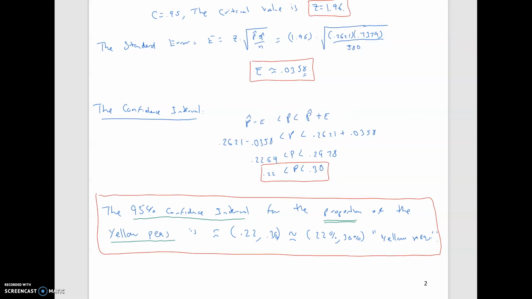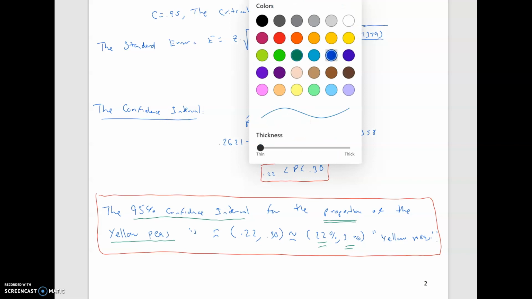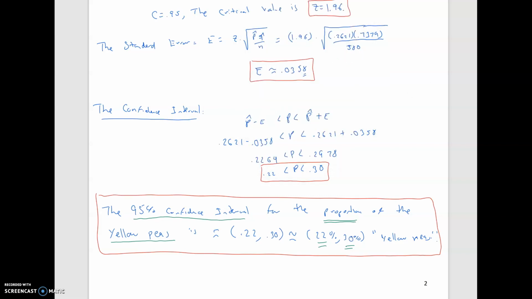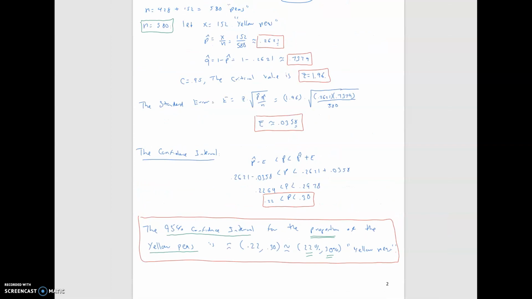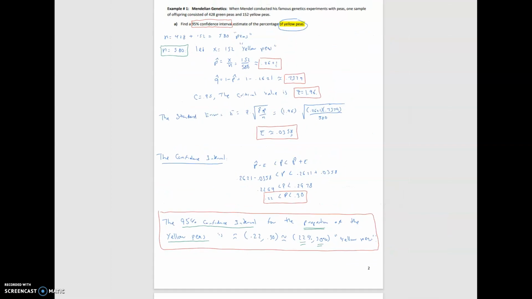In terms of the actual interval, some of these are going to be asking for a decimal and also an interval that contains percentages. So that's what I did here. I just expressed them as percentages, because if we were going to do a prediction, we would say that based on this experiment, in this case, based on an experiment that has an N of 580, we would expect anywhere for future experiments to find about 22 to 30% of the yellow piece.